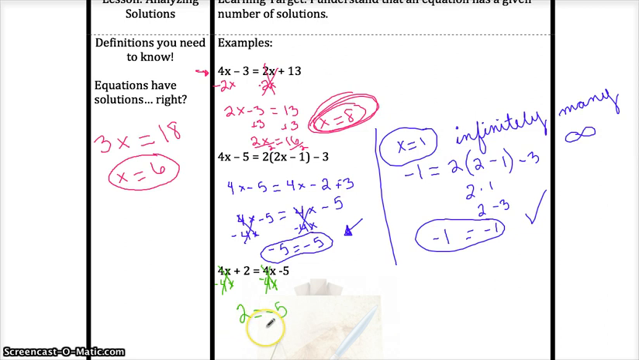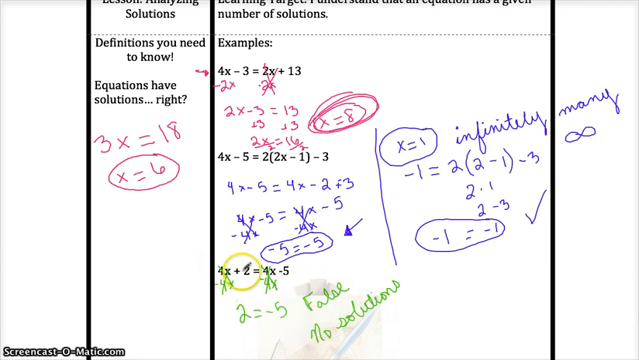So now I have 2 equals negative 5. Well, does 2 equal negative 5? No, it totally doesn't. Those are not the same numbers. So this is a false statement. And when you solve an equation and you come up with a false statement, that means that there are no solutions to the equation. Any number that you plug in for x will not come up with a true solution.